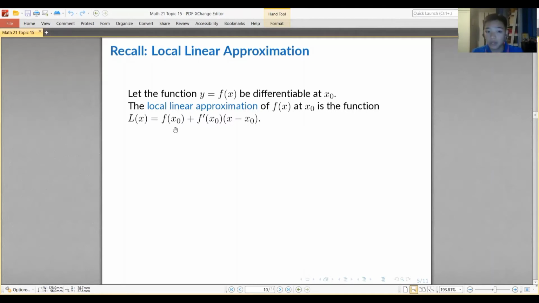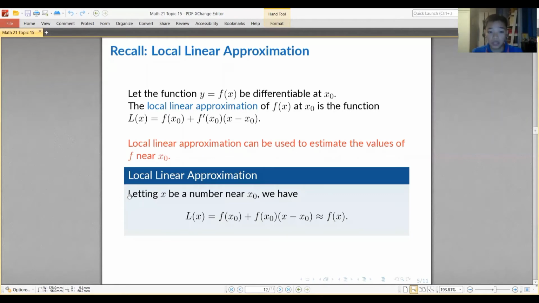So in problems like these, you'll be given the x0. Your x is the indeterminate. That's where you're going to input the different values you'll need to evaluate. Why do we use local linear approximation? It's because it's useful in estimating the values of f near x0. So values of x that are near x0.